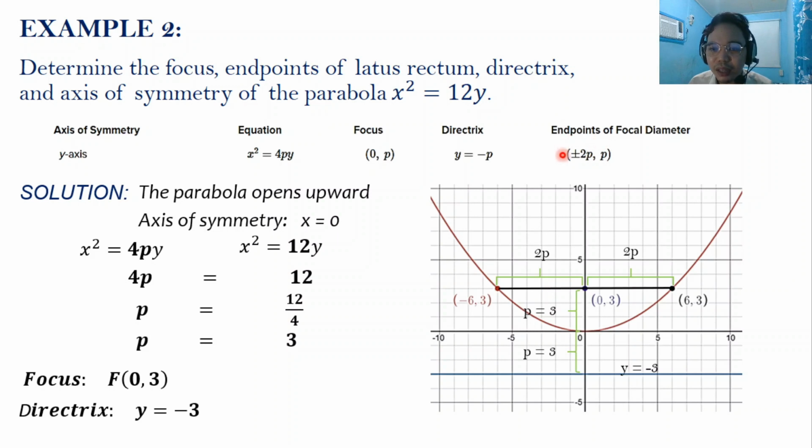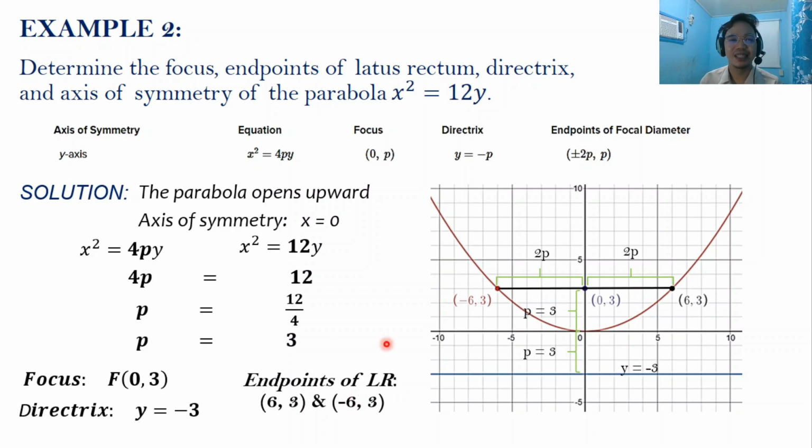Now, paano natin makukuha ang coordinates ng latus rectum natin? We are going to use these coordinates: positive negative 2p, comma p. If we're going to use the positive side, kakanan tayo, 2p, p is 3, so 2 times 3 is 6. And p is 3. So ito yung ating coordinate, 6, 3. Sa kabila naman, that is negative 2p. So negative 2 times 3 is negative 6. And p is 3. So yung kabilang endpoint ng latus rectum natin ay negative 6, 3. So these are the coordinates.